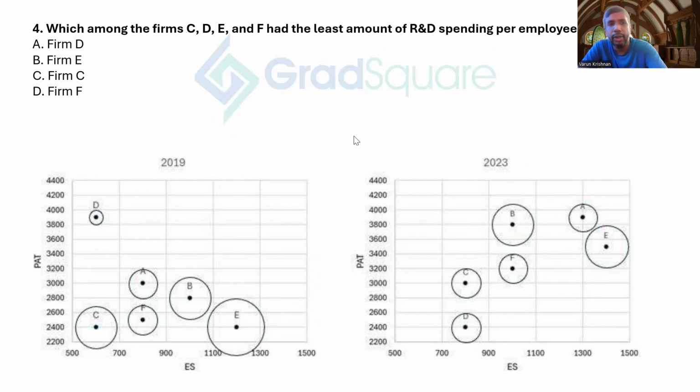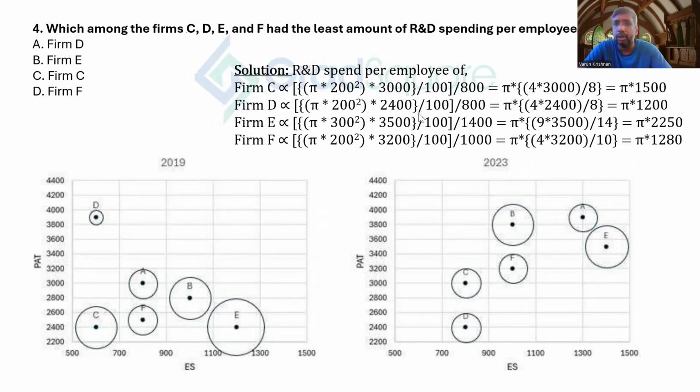The same formula if we apply for C, D, E, and F, there's a calculation. I will leave the calculation up on the screen. You can check it for yourself. So for firm C, for example, the radius is, as we discussed, 200. The PAT is 3000. So the absolute spend on R&D will be pi r squared by 100 into 3000, percentage of 3000 we are calculating. And employee strength is 800, so per employee I have to divide further by 800. If I simplify that, I'll get pi into 1500 for firm C, pi into 1200 for firm D, pi into 2250 for firm E, and for firm F, pi into 1280.